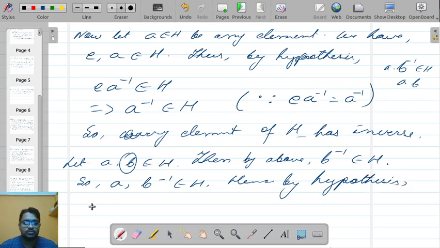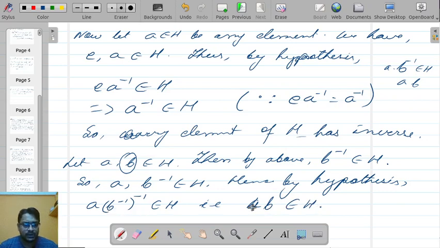Hence by the hypothesis, A and B inverse are elements of H. So A operated with B inverse whole inverse is in H. What is B inverse whole inverse? It is B itself. So AB is in H.